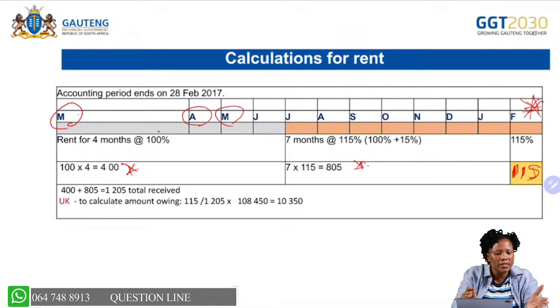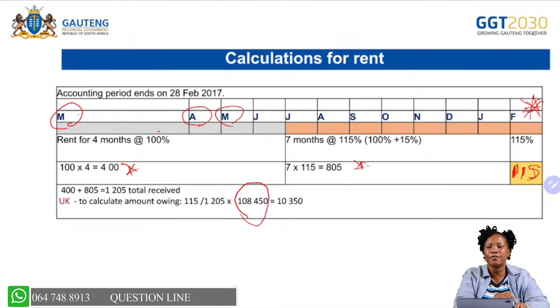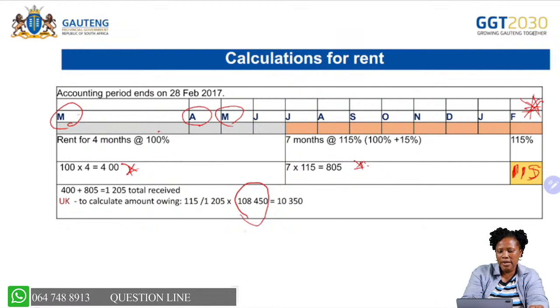That is the amount of rent that we have. It is equivalent to the rent that has been given to us, which is 108,450. So we cannot include an amount that has not been received. It's not represented here in our books. Therefore, we are going to take 108,450. We multiply because we are looking for rent for 1 month. We are going to say 115 on top and then divided by this total.